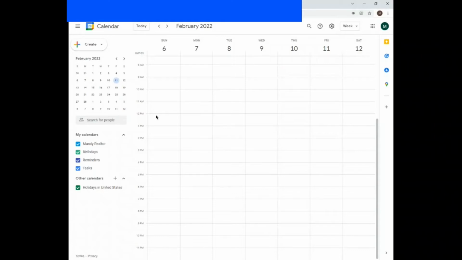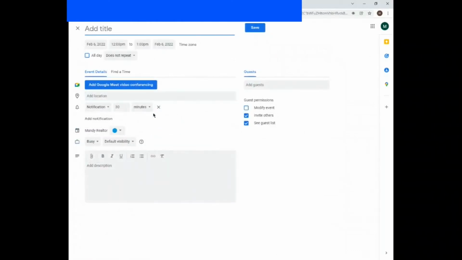Let's say the seller wants to meet at 12 o'clock on Sunday, February 6th. So let's click on there. And the first thing I want to do is indicate what type of appointment this is. I always put LA for listing appointment, or you put BA if it's a buyer's appointment. And then this is going to be an in-person appointment. Sometimes they're via phone call or Zoom. You want to specify here what type of appointment it's going to be.